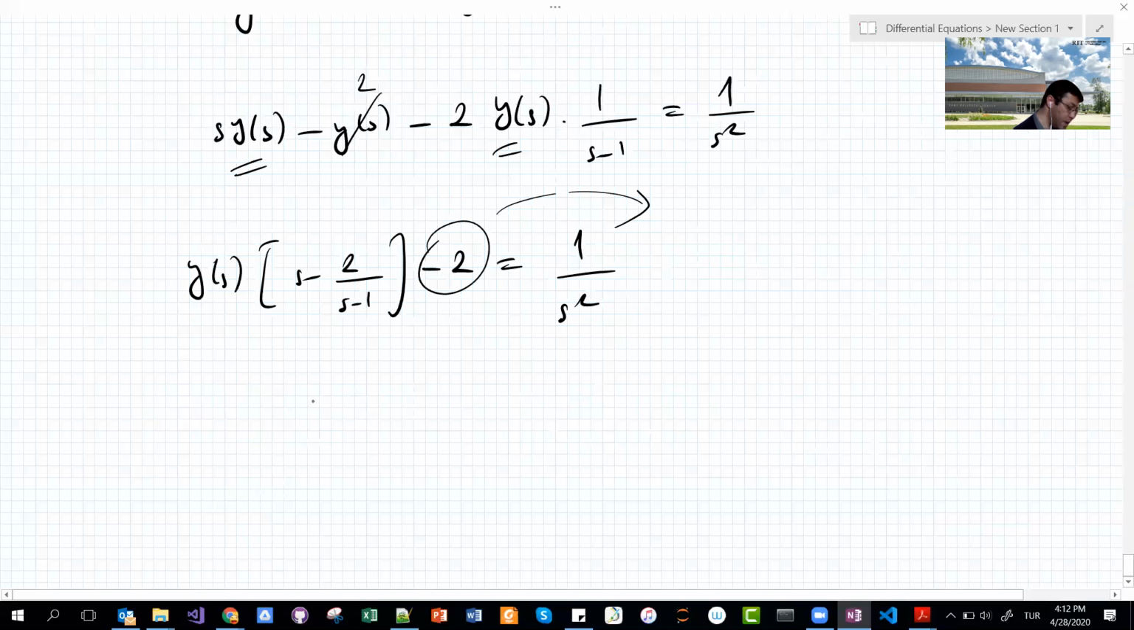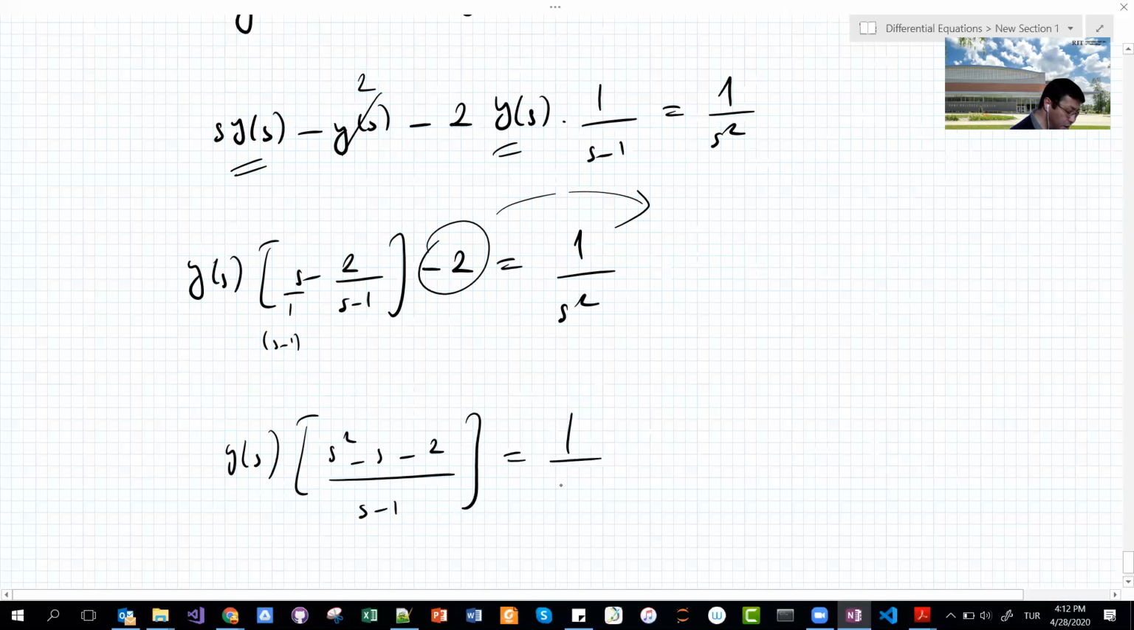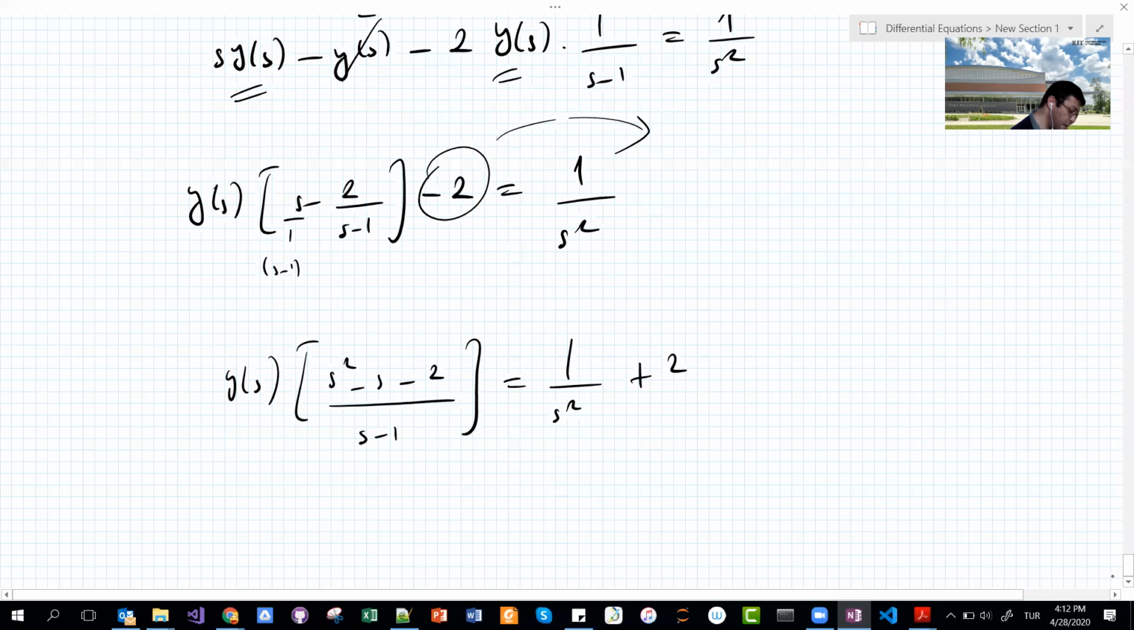Okay, what I can do, I can move this one to the other side. And then I can make these denominators the same on the left-hand side as well. So y of s is going to be equal to s squared minus s minus 2 over s minus 1. Correct. And 1 over s squared plus 2. So y of s, let me finish this part first. 1 plus 2s squared over s squared, you see?